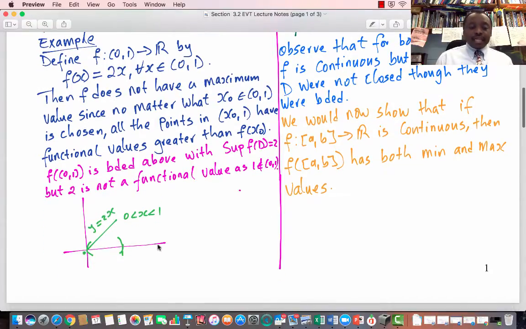So if we look at the graph, y equals 2x is this graph right here, and it is open at 0 and open at 1. So there is no maximum value, there is no minimum value on (0, 1). It does not attain a maximum value or a minimum value on the open interval (0, 1). An example of a function continuous on a bounded interval. The image set is bounded, but it does not attain a maximum or a minimum value.